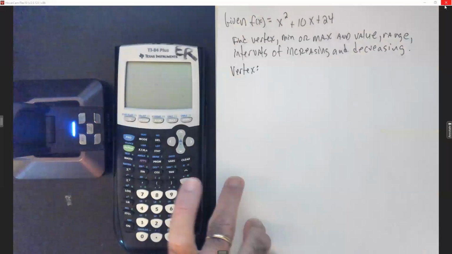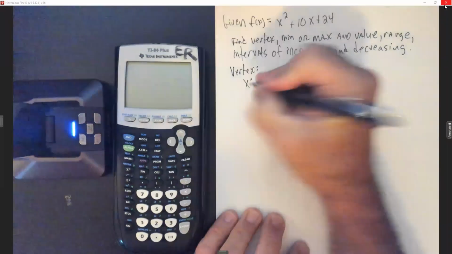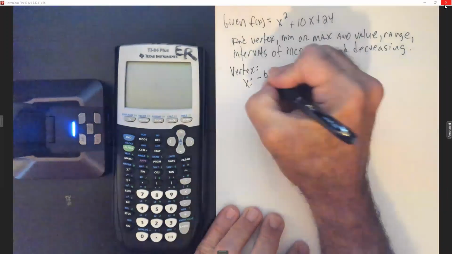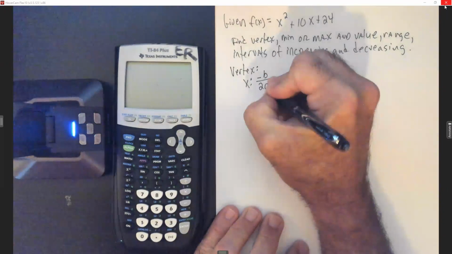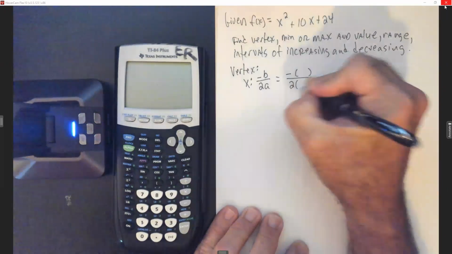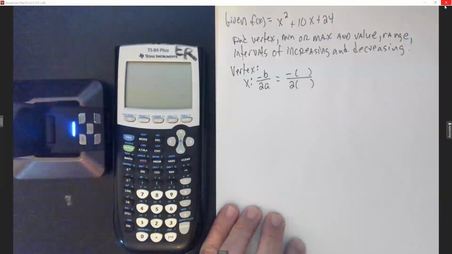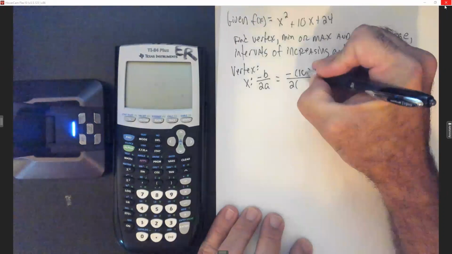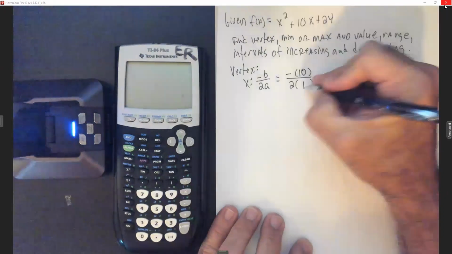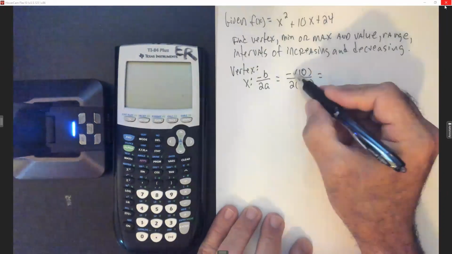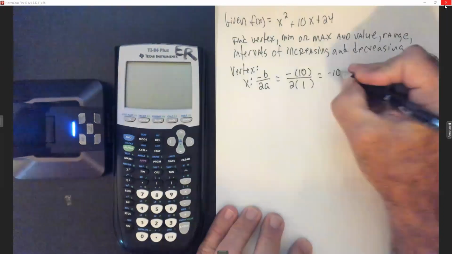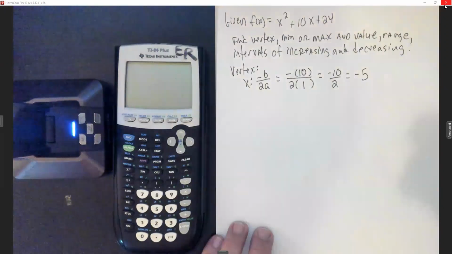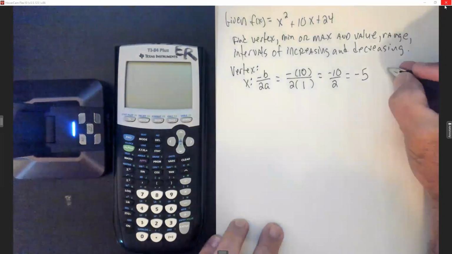So remember, on the vertex, I got to get my x value, then my y value. So the x is still going to be -b over 2a. So -b over 2 times a. So b is a +10, so I'm going to put that +10 in. A would be a +1. So notice I get a -10 over 2, which will give us a -5. So we know half of our vertex will be -5.